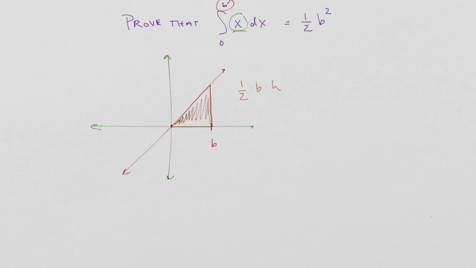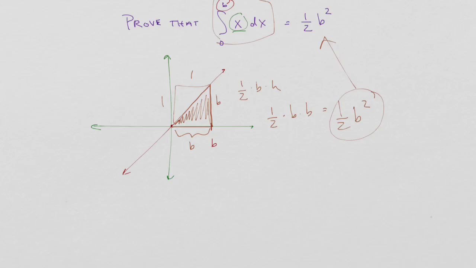And this works out nicely because due to the fact that this has a slope of 1, up 1 over 1, we know that the two sides of the triangle are the same. So if this is b, this is also b. So we have 1/2 times b times b, which is 1/2 b squared. So graphically, that's giving us some sense of understanding.